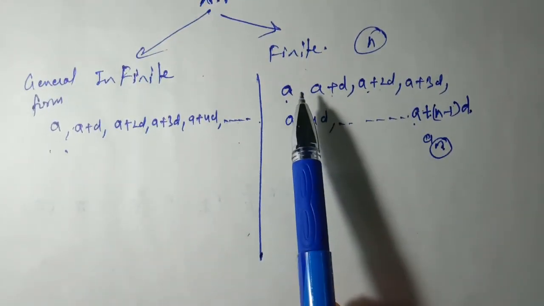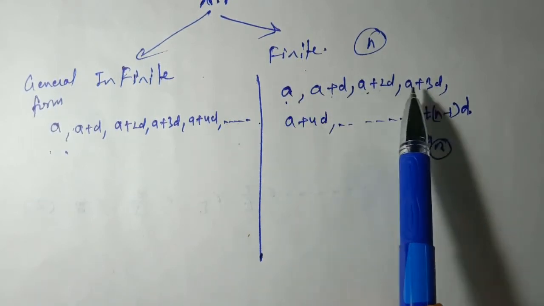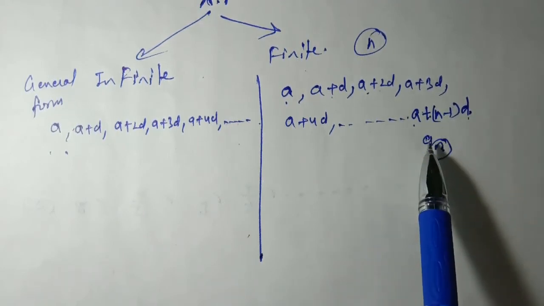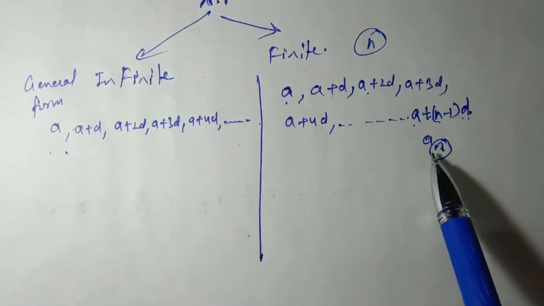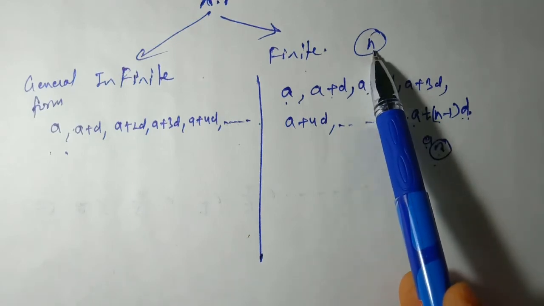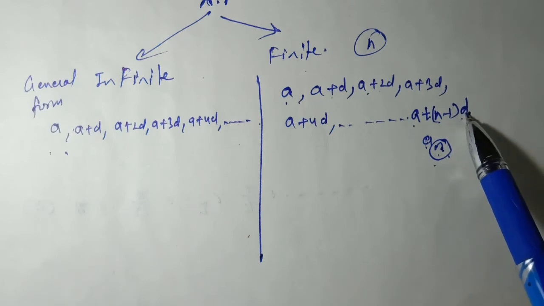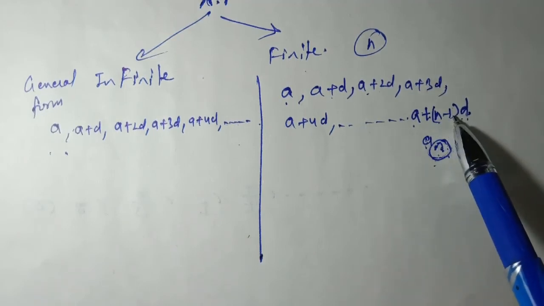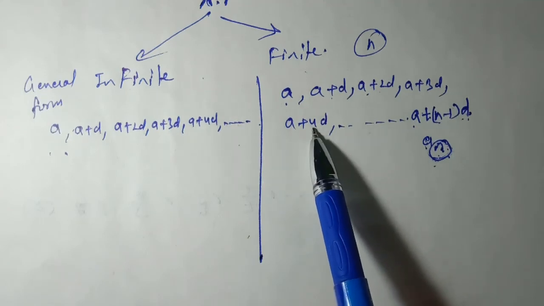So the finite AP has the general form a, a plus d, a plus 2d, a plus 3d, and at the last we have a plus n minus 1 into d. So I think you have understood why we have taken n minus 1: because the last term is denoted by an. We have taken n as the number of terms. So for an, we have to take the number before the d as 1 less than n, n minus 1, as we are doing in all the other terms. If this is the fifth term, we subtract 1 from 5 and get 4, and multiply by d.